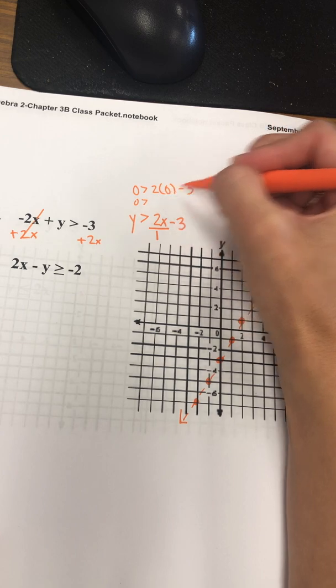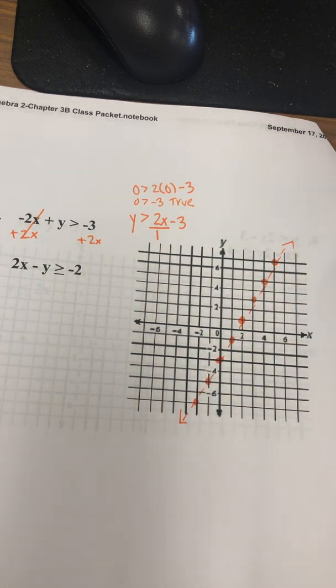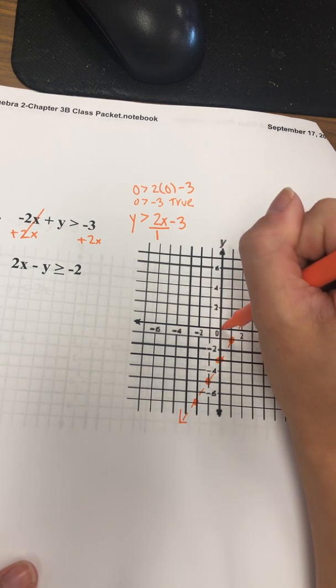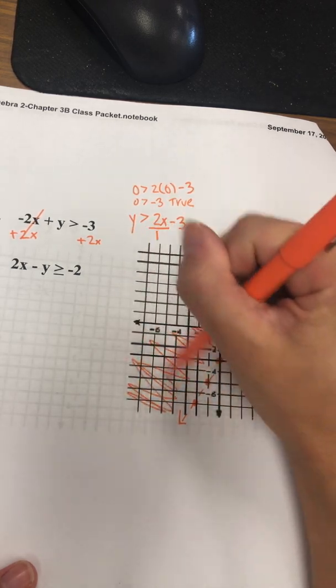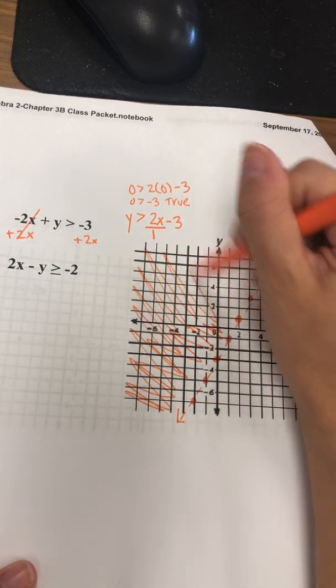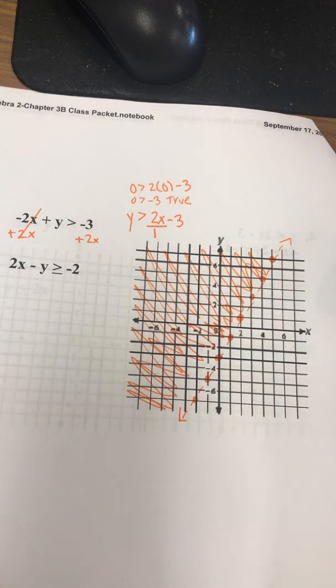So this will give you 0 is greater than -3. That is true. 0 is bigger than all negative numbers. So since it's true, that means I'm going to put my pencil at 0, and I'm going to stay on that side of the line, because if 0 is true, that means everything on this side of my line is a solution.